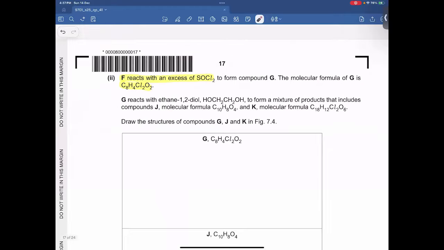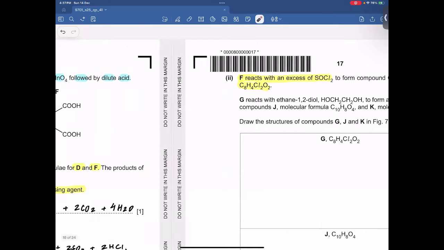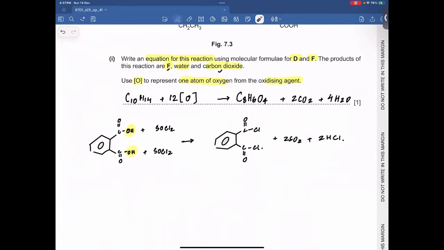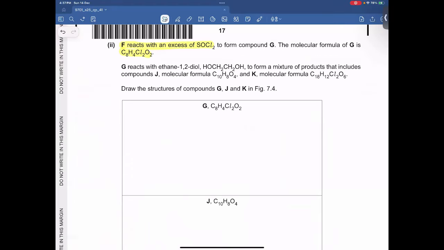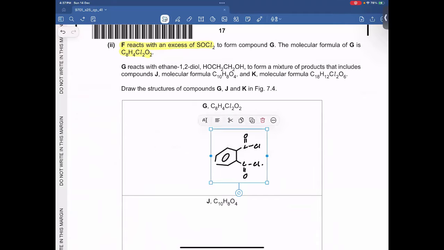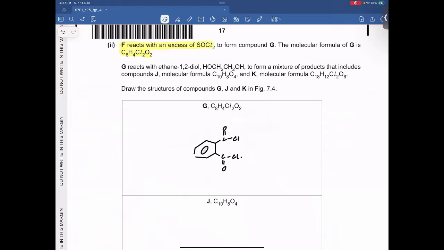आगे चलते हैं. That's your compound G. Okay, let me copy this compound G. How many carbon atoms here? 1, 2, 3, 4, 5, 6, 7, 8. Carbon balanced. Hydrogen check करें. 1, 2, 3, 4 hydrogen balanced, 2 chlorine balanced, 2 oxygen balanced, G balanced.